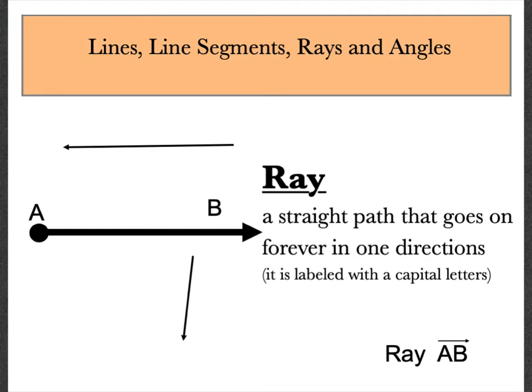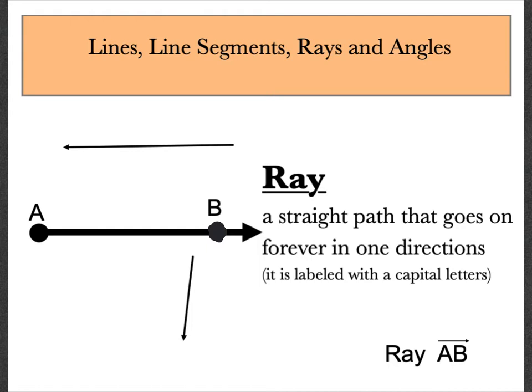So the next one is a ray. So a ray has 2 points. I don't know where point B went, but point B would be right here. So a line goes on and on in both directions. A ray only goes on in one direction. So we have A as our end point, and then the straight path is going past B and it's going to keep on going on.